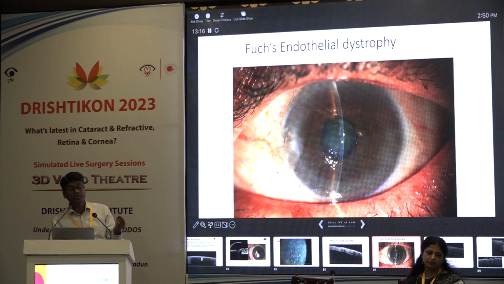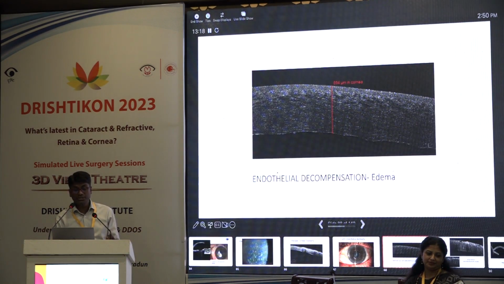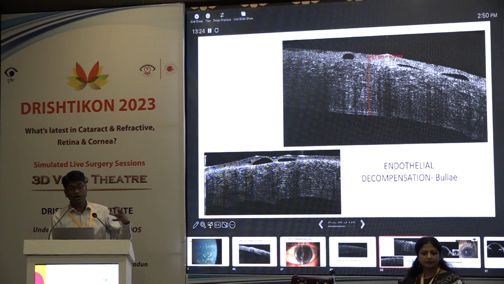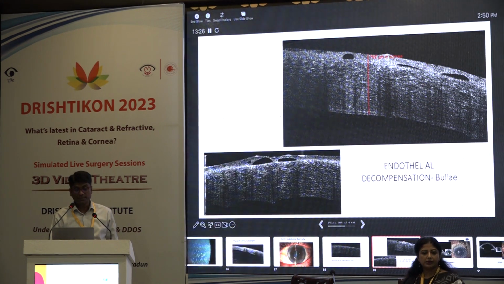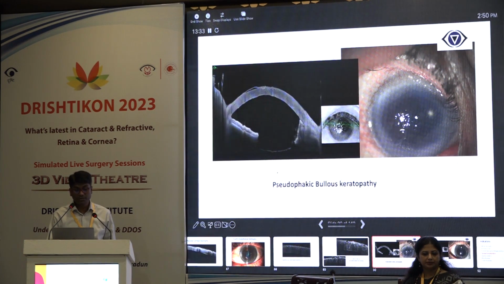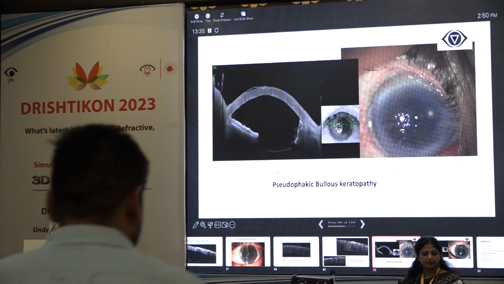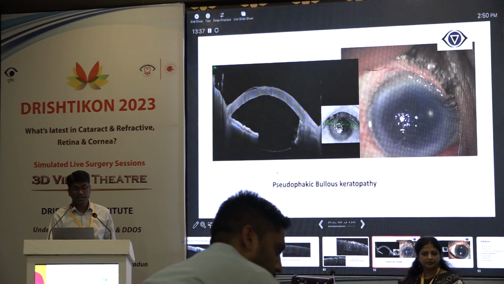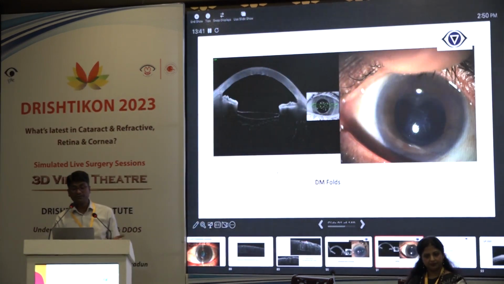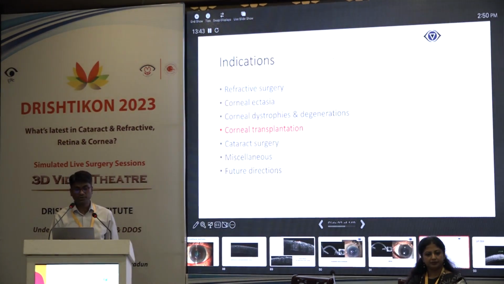Fuchs is where the endothelium is defective, or endothelial decompensation because of a phakic, pseudophakic, any kind of thing. So you can see, if it is a long-standing one, this bullae, the fluid which has collected under the epithelium. This is a patient where, with the anterior image in one area, you can see the iris is missing. So here there was no iris. You can see the bullae, irregular DM, and absent iris. DM folds are very nicely seen, but that is just for documentation purposes.